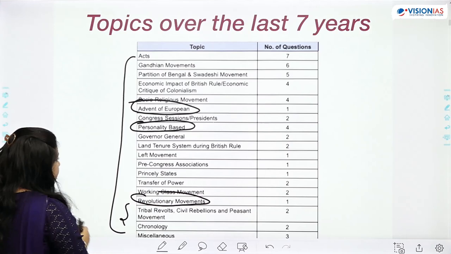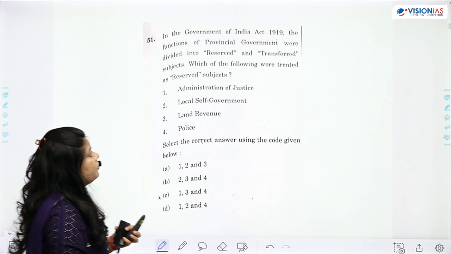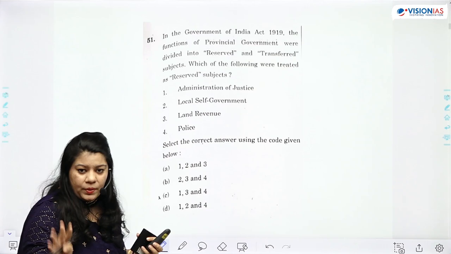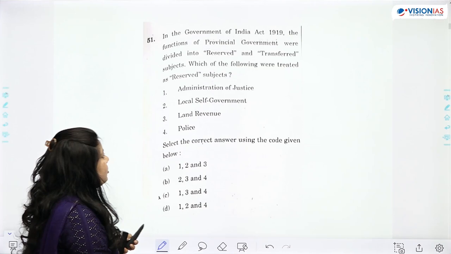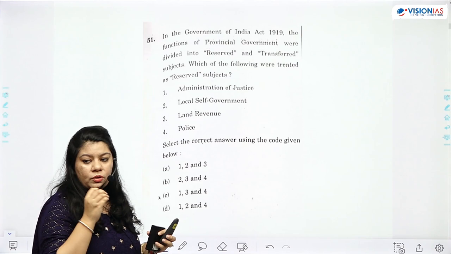The first question is question number 51 of Modern Indian History. It is from a conventional topic, Government of India Act 1919. This was the easiest question of the paper, because one has studied modern Indian history and it's not the case that one is ignoring this topic, right? So, Government of India Act 1919, the question is asking you which of the subjects were transferred and reserved.